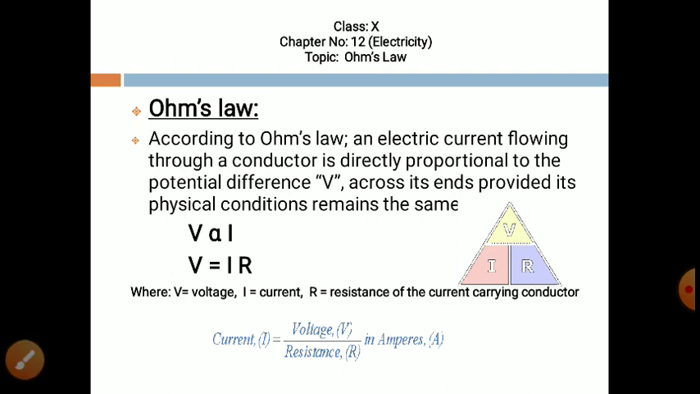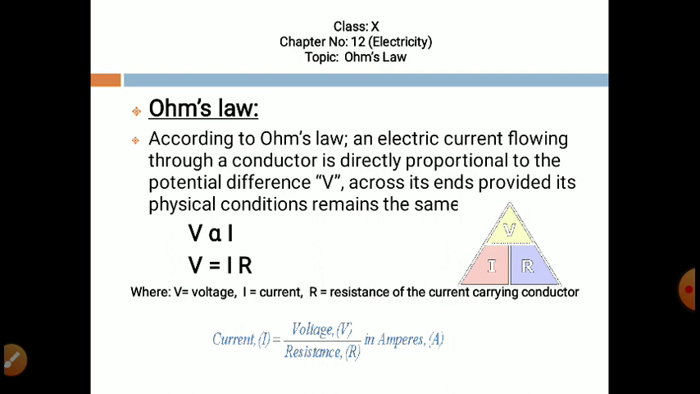So coming to today's topic, Ohm's law. Ohm's law was given in 1827 by a German physicist, George Simon Ohm. He found out a relation between a current carrying metallic wire and the potential difference across the end of this wire. And he came up with a definition that an electric current flowing through a conductor is directly proportional to the potential difference across its end, providing physical conditions remain constant.